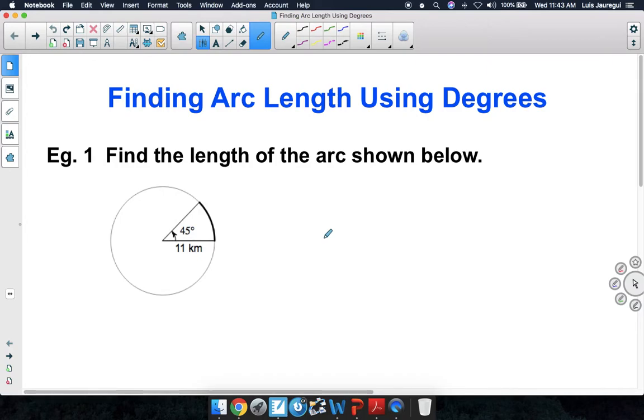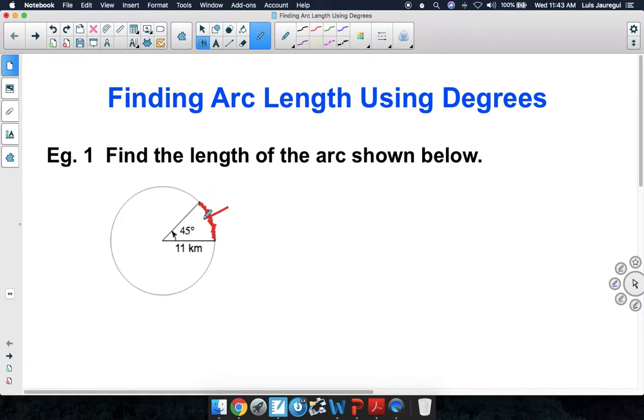Welcome. In this video, we'll be finding arc length using degrees. Let's take a look at our example. Example 1. Find the length of the arc shown below. Let's take a look at what we're given. Notice that here the arc of interest is this one in darker color.